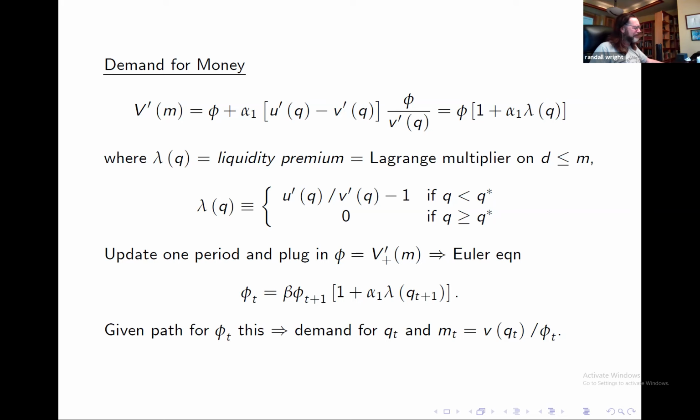One little detail, you may remember this from studying dynamic programming. There's also implicitly in the problem some transversality condition, that the Q path you choose has to be bounded in a particular way. I'm not going to get into that. It's a technical detail, but it's important. I will mention it again in a little while. Any questions on the Euler equation?